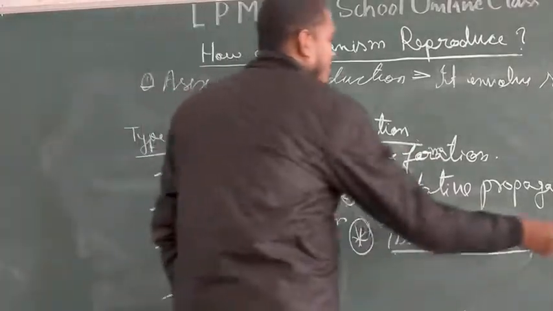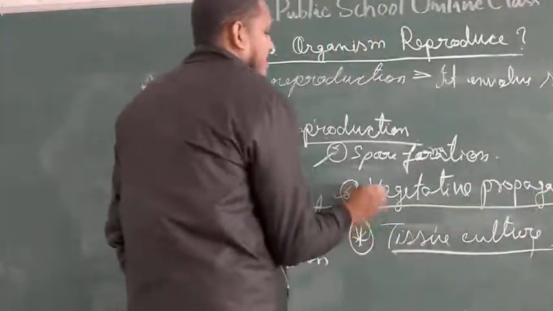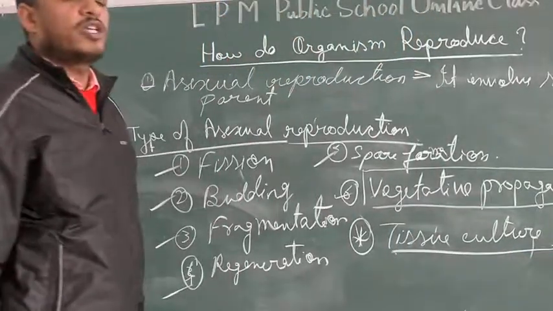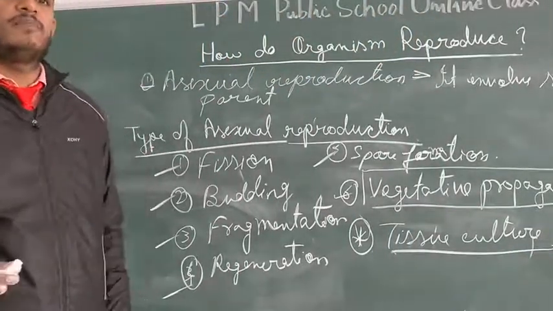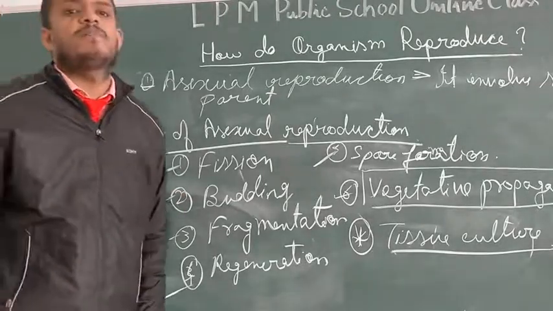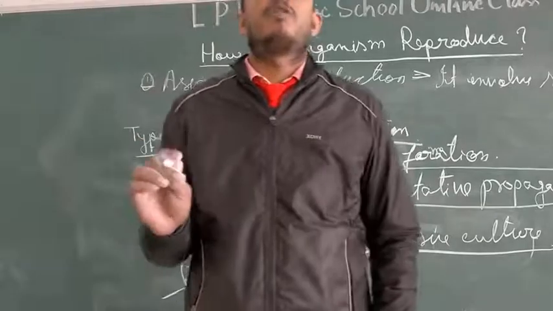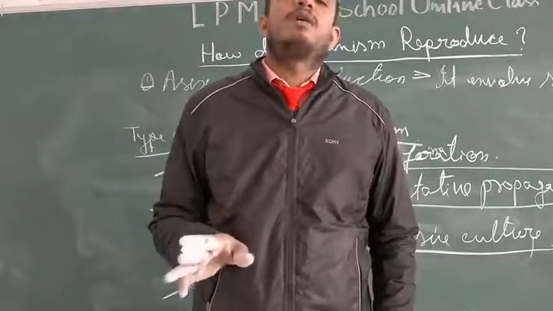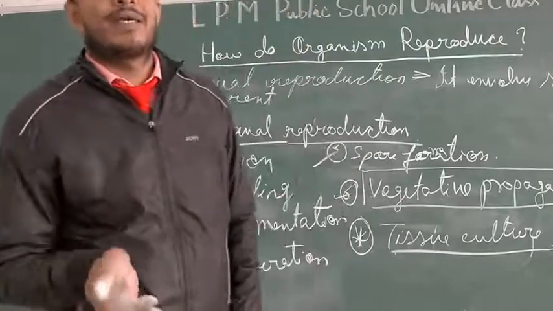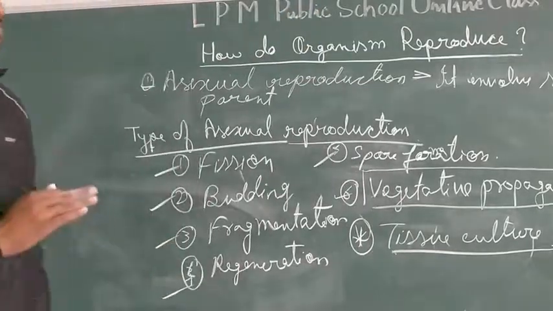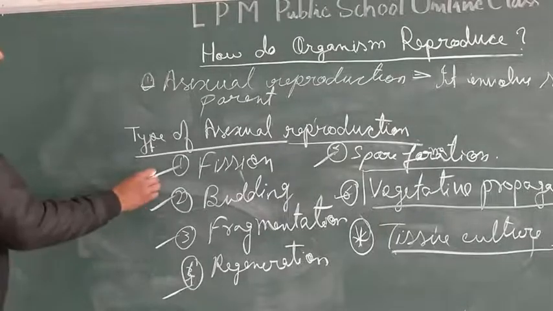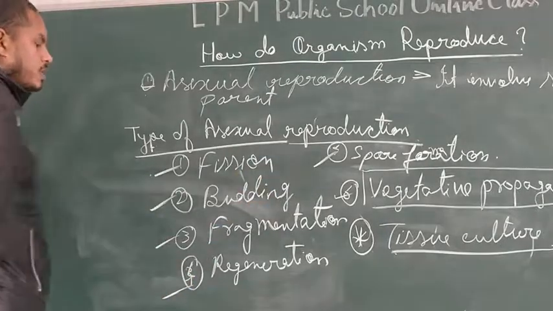Now, vegetative propagation I discussed with you. What is vegetative propagation? It is a method used by plants. Vegetative parts are the non-reproductive parts of the plant like root, stem, leaf. When they are used for the propagation of a new plant, that is known as vegetative propagation. Got it? Okay. And all these are the types of asexual mode of reproduction.